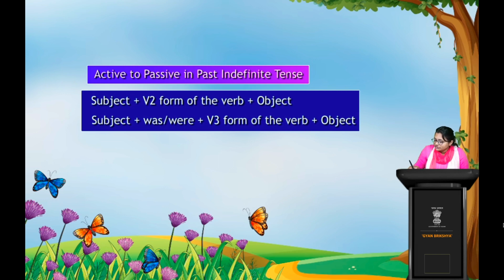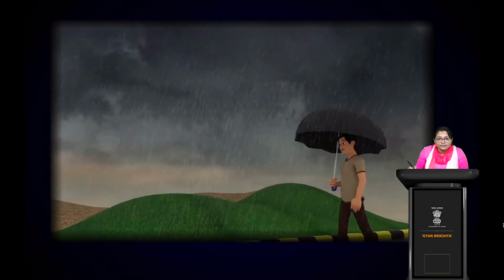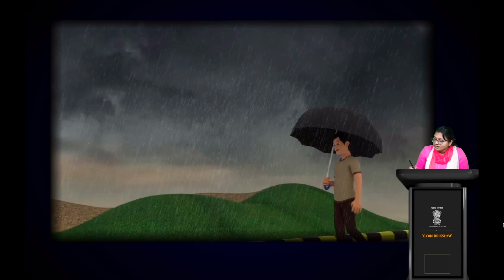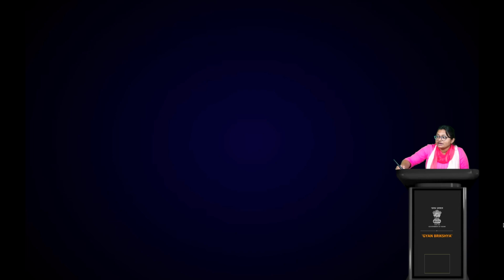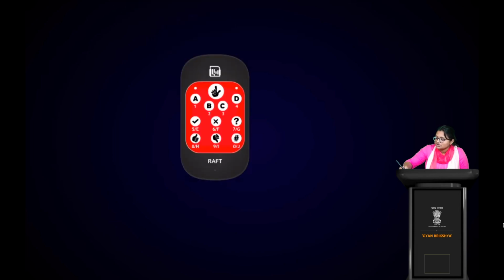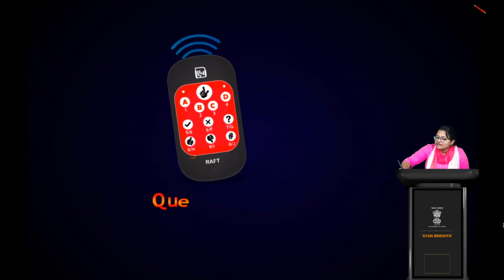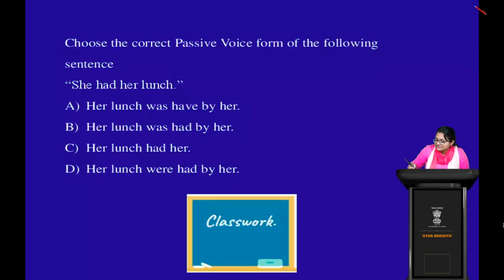Okay, so according to this, we have also looked at different examples, like "I brought the umbrella," and this changes to "The umbrella was brought by me," right? So this is how the sentence structures keep changing as per the tenses.